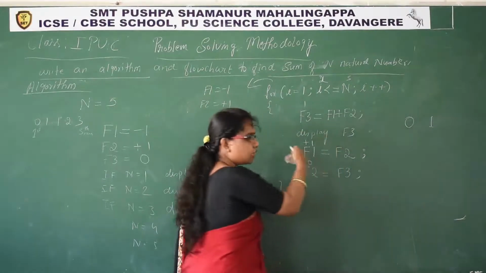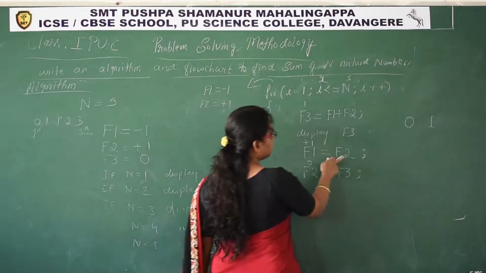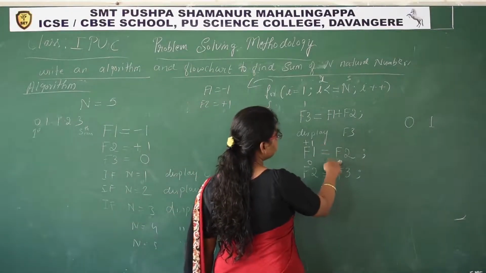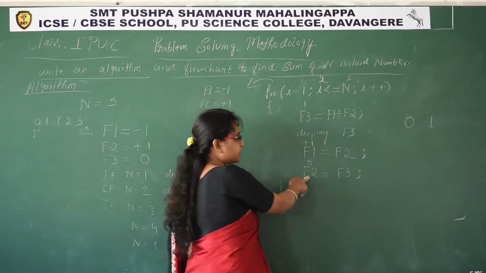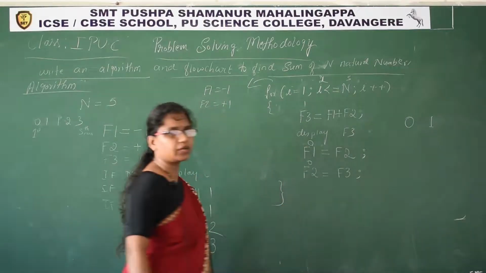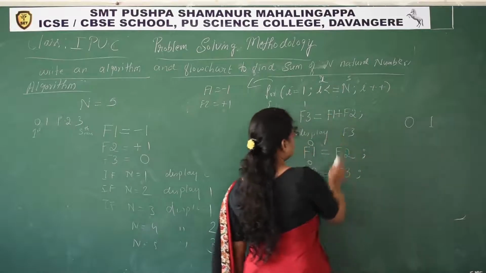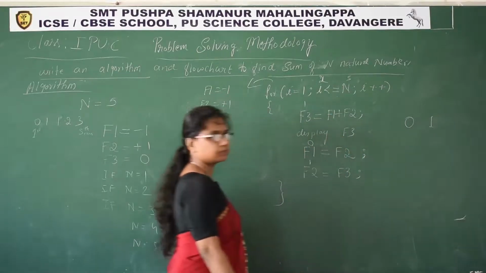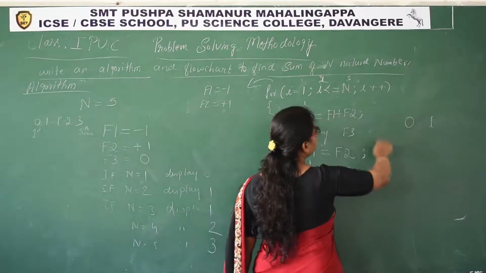Next, F1 is equal to F2. Whatever statement you write once gets executed every time, with different values. Right now, what is the value of F2? The recent value in F2 is 0. So F1 becomes 0. F2 is equal to F3. Right now what is the value of F3? 1. Now F2 becomes 1. Now I increments. I becomes 3.